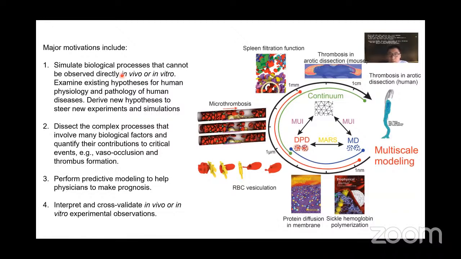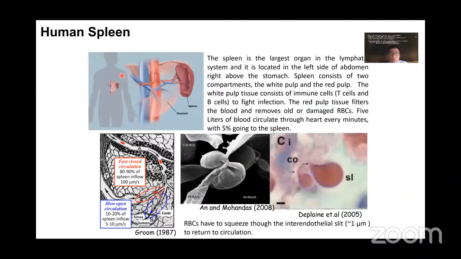So next, I think I'm going to use two examples to demonstrate how we can use this computational model to answer some critical biomedical questions. So first, we want to introduce to you the spleen function in sickle cell disease. It's part of our ongoing NIH project, in collaboration with Professor Karniadakis at Brown University.